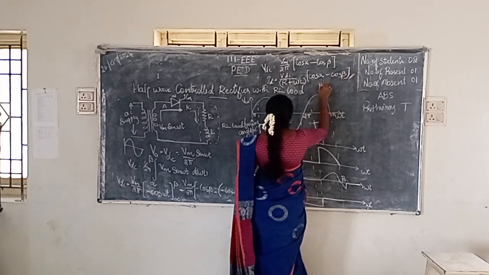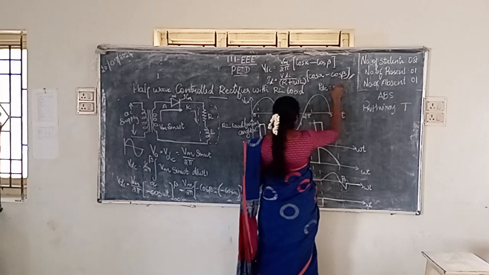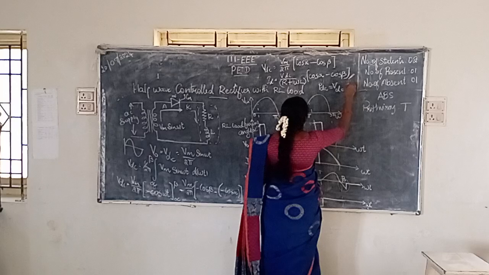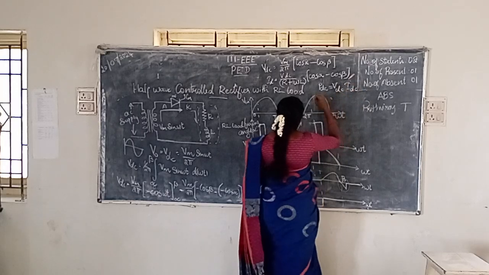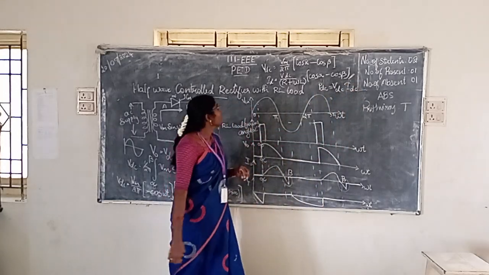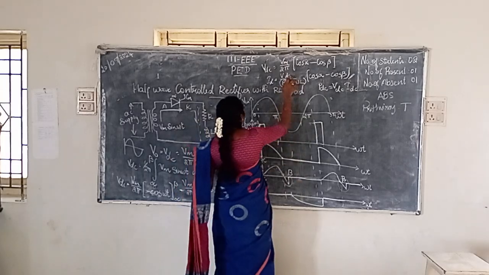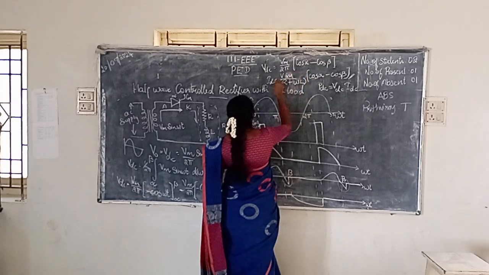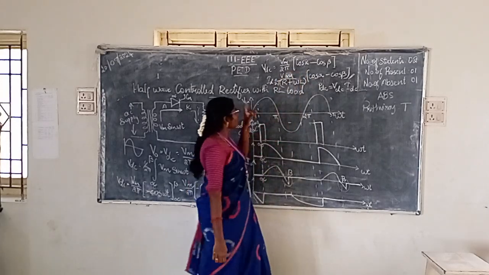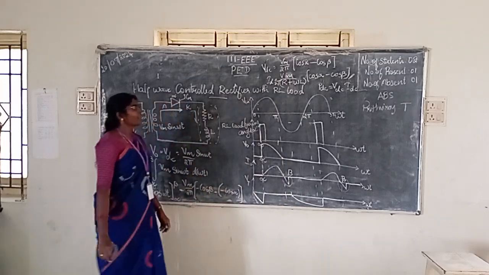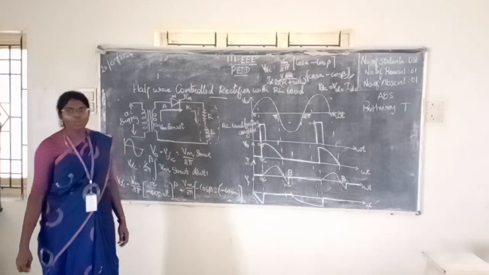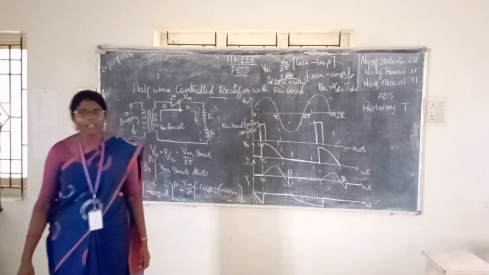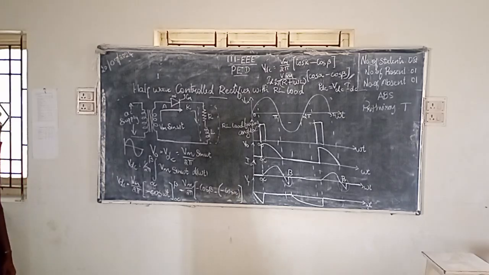So you can find out the power delivered also. Power P is equal to V into I, so P is equal to VDC into IDC. Multiply both, substituting VDC as Vm by 2 pi. When we multiply it will become Vm square divided by 4 pi square into R plus XL, into cos alpha minus cos beta the whole square. That is the power delivered by the half-wave controlled rectifier with RL load.